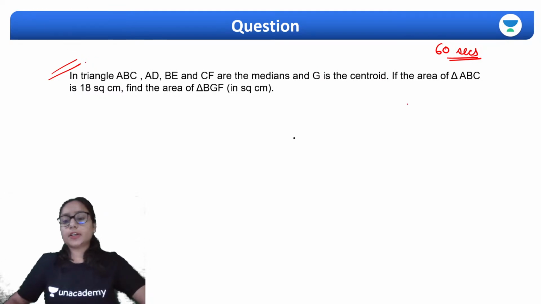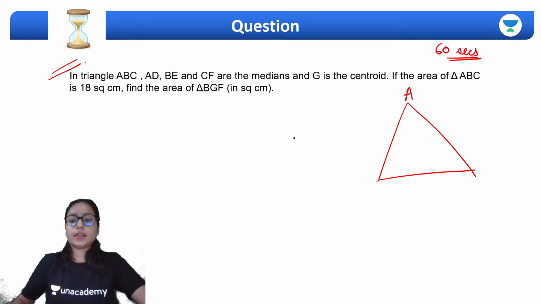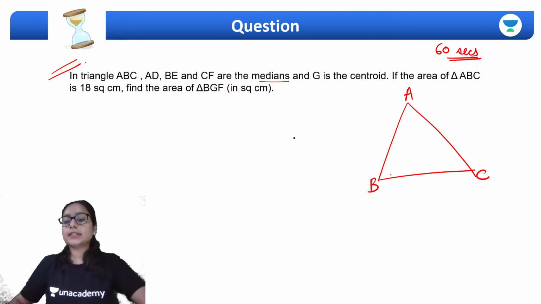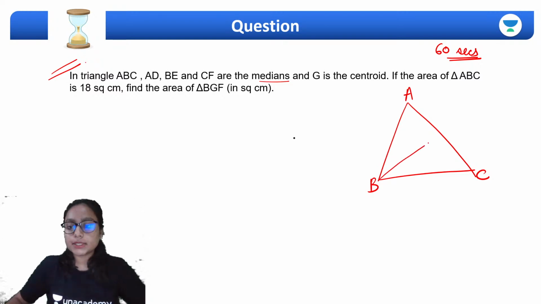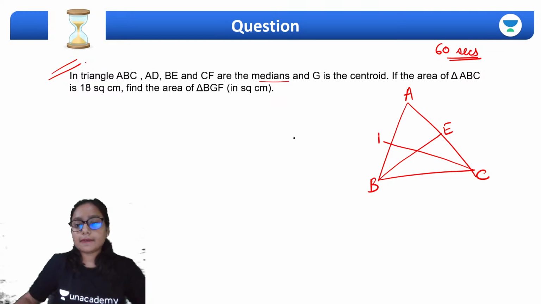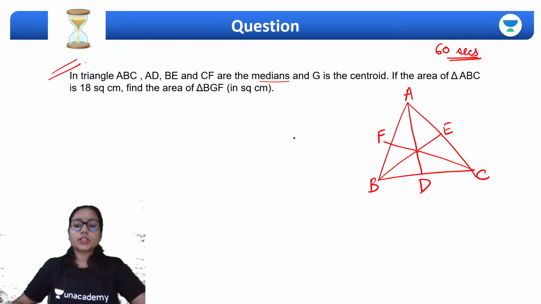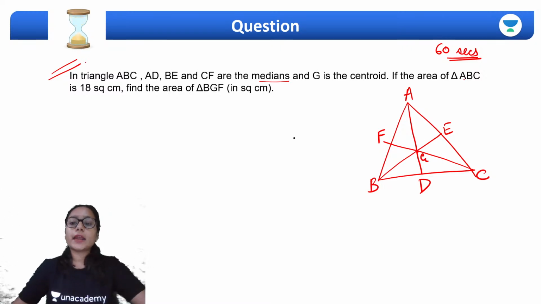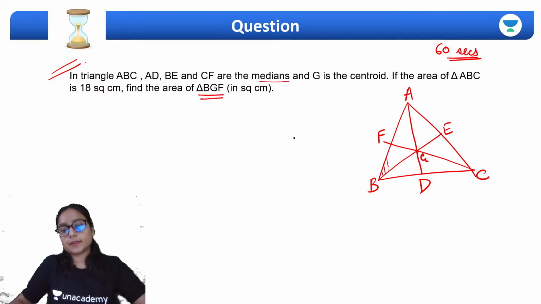So let us draw the figure. I have a triangle ABC. AD, BE, CF are medians. Medians are the lines joining the vertex to the midpoint of the opposite side. So BE is a median, CF is a median, and another median is AD. They pass through this common point, centroid G. You have to find the area of triangle BGF, this triangle.